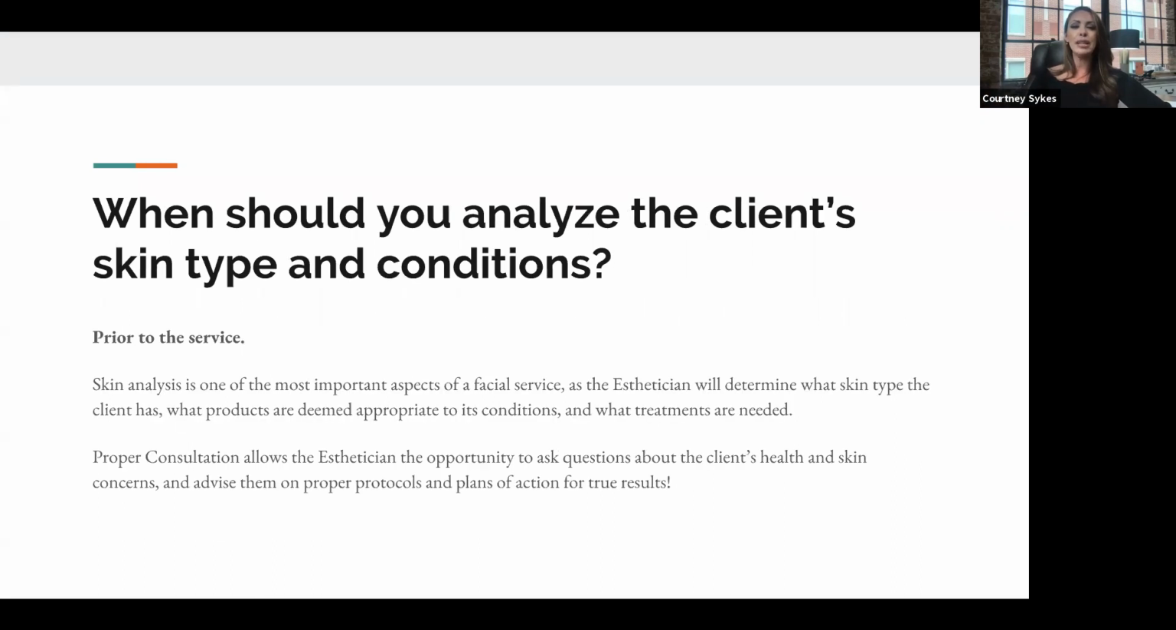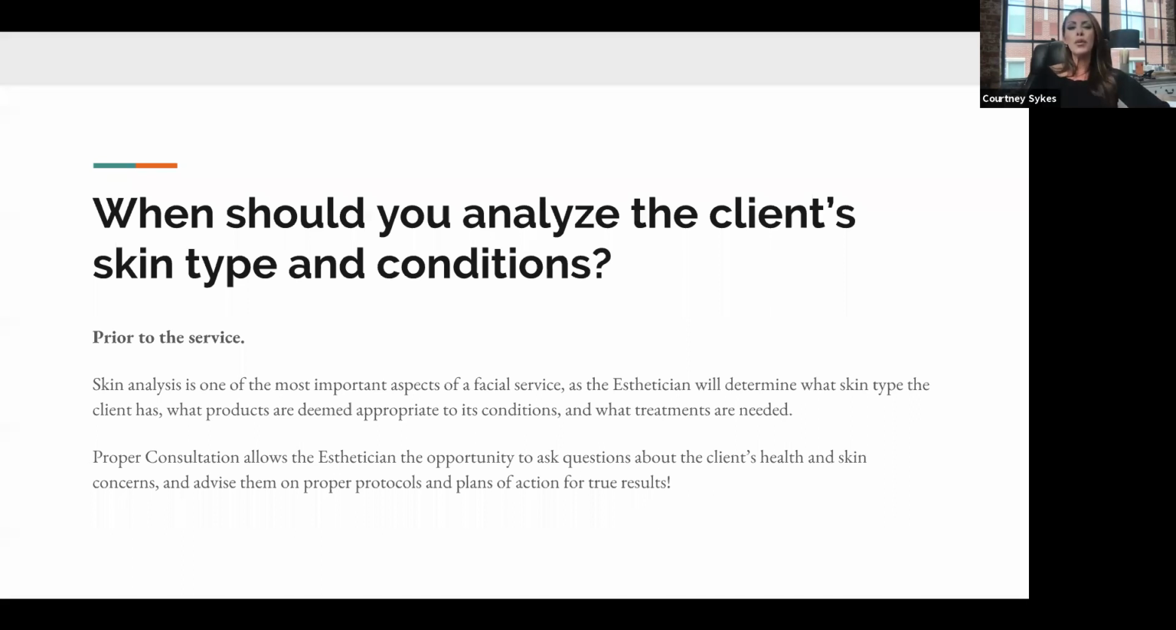Then, when should you analyze the client's skin type and condition? The answer is prior to the service, so let's read here. It says, skin analysis is one of the most important aspects of a facial service, as the esthetician will determine what skin type the client has, what products are deemed appropriate to its conditions, and what treatments are needed. Proper consultation allows the esthetician the opportunity to ask questions about the client's health and skin concerns and advise them on proper protocols and plans of action for true results, okay?